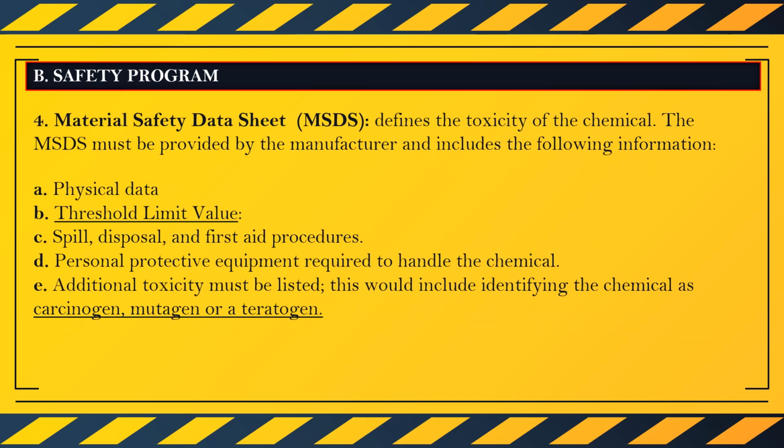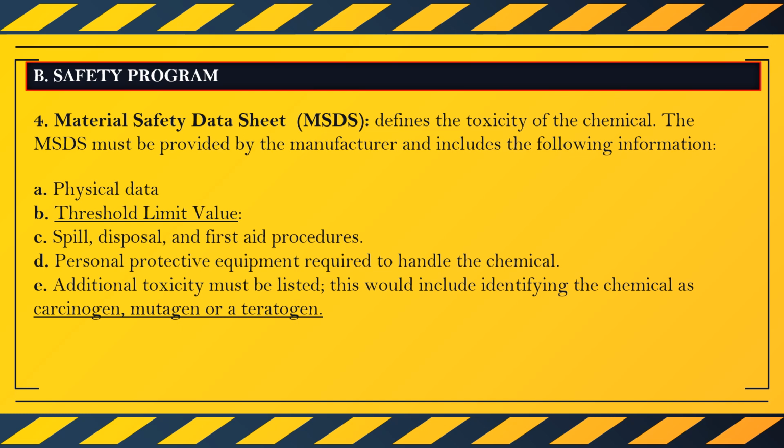Next, we have material safety data sheet. So it defines the toxicity of the chemical. You can see this written or labeled in every reagent or chemical that we utilize inside the laboratory. So the MSDS must be provided by the manufacturer and includes the following information. We have the physical data. So what are the physical data that we are referring to? They are the boiling point, the vapor pressure, and the specific gravity.